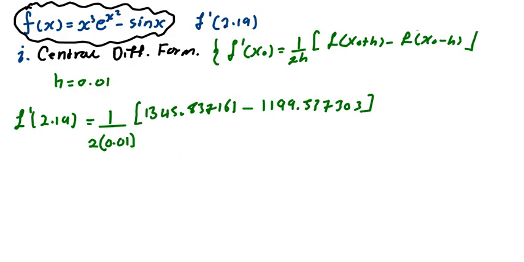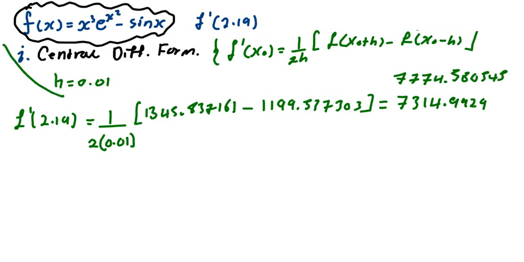So for the central difference, we have found that for this one we are going to get something like 7314.9929. Remember, on the previous one we had something like 7774.580545. Okay, so for the central difference, those are the values that we have gotten. So now we are going to save these values and we go to something else.